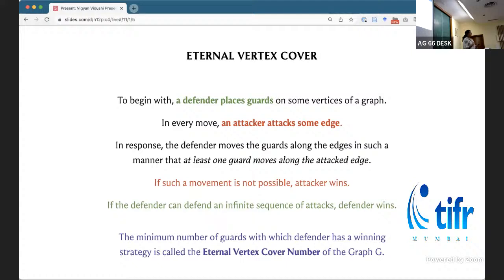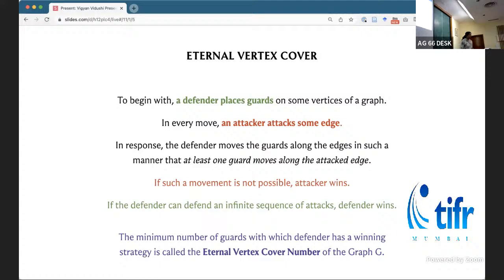Once a guard has moved across an edge, they can't come back, because if they could, this question would not be really interesting. So once a guard defends an attack, they cannot come back, which means that they were probably also guarding some other edges, and maybe they left them vulnerable. So other guards have to shift their positions to make sure that they're prepared for the next round of attack.